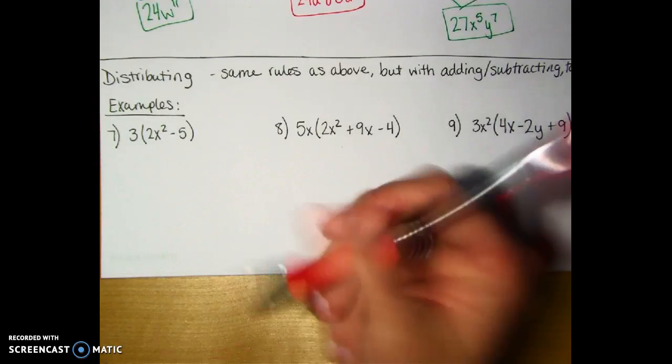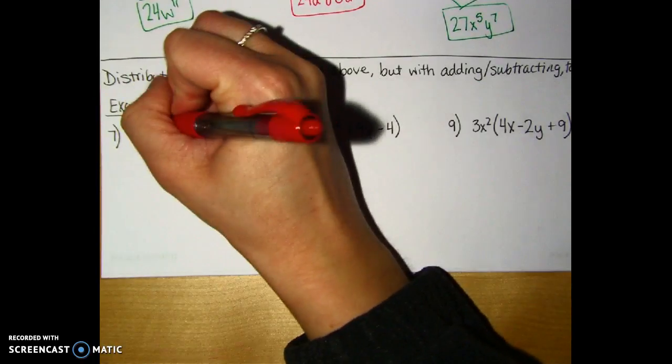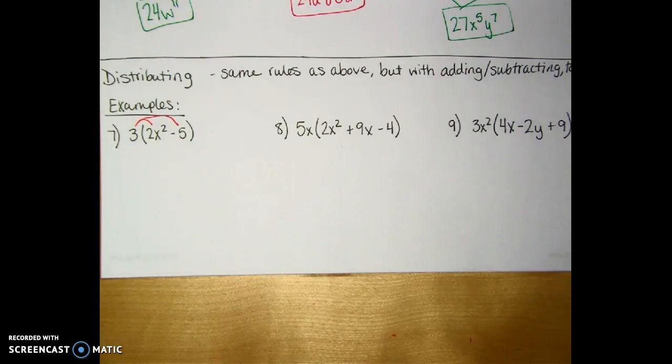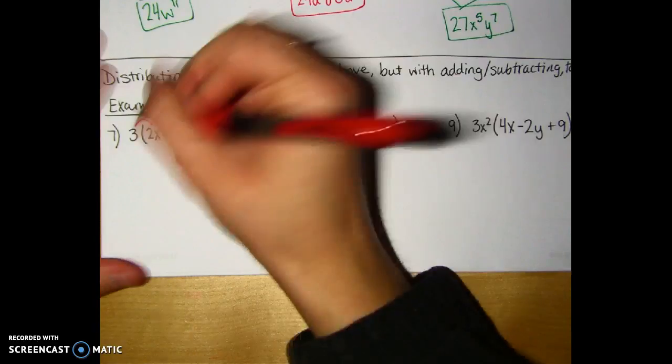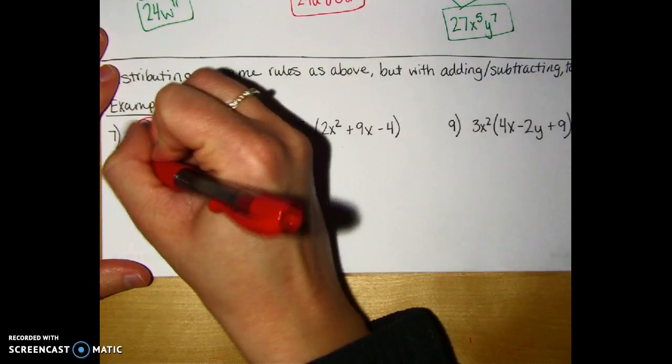So for number 7, do you remember the distributive property where you do 3 times that and 3 times that? Hopefully you remember that. What I'm going to do for the notes is I'm actually going to write out what we're doing. So when I do 3 times 2x squared, I'm going to write it.